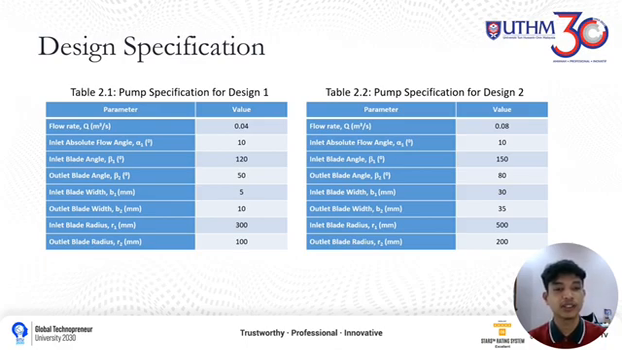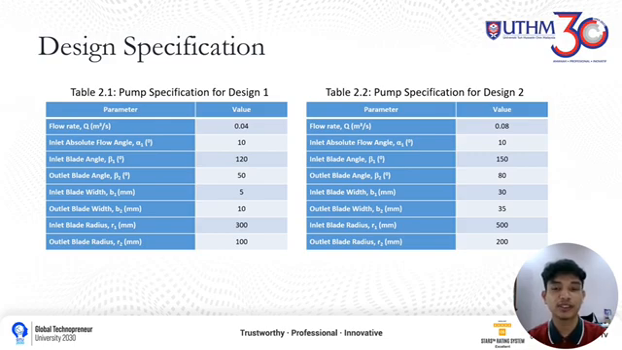Pump specification for design 1 has values for each parameter near the minimum value, which is flow rate 0.04 meters cubic per second, inlet absolute flow angle 10 degrees, inlet blade angle 120 degrees, outlet blade angle 50 degrees, inlet blade width 5 mm, outlet blade width 10 mm, inlet blade radius 300 mm, and outlet blade radius 100 mm.